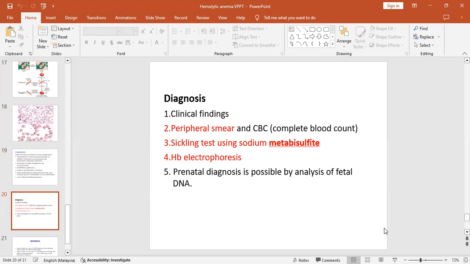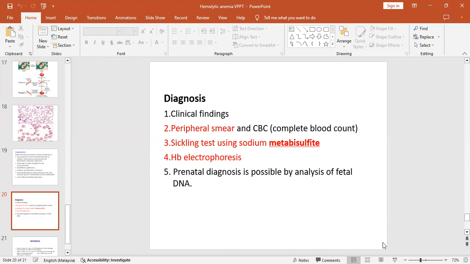Diagnosis is based on complete blood count, peripheral smear, and sickling test. It is confirmed by hemoglobin electrophoresis. Peripheral smear shows anisopoikilocytosis with presence of sickle cells. Sickling test is done using sodium metabisulfite.